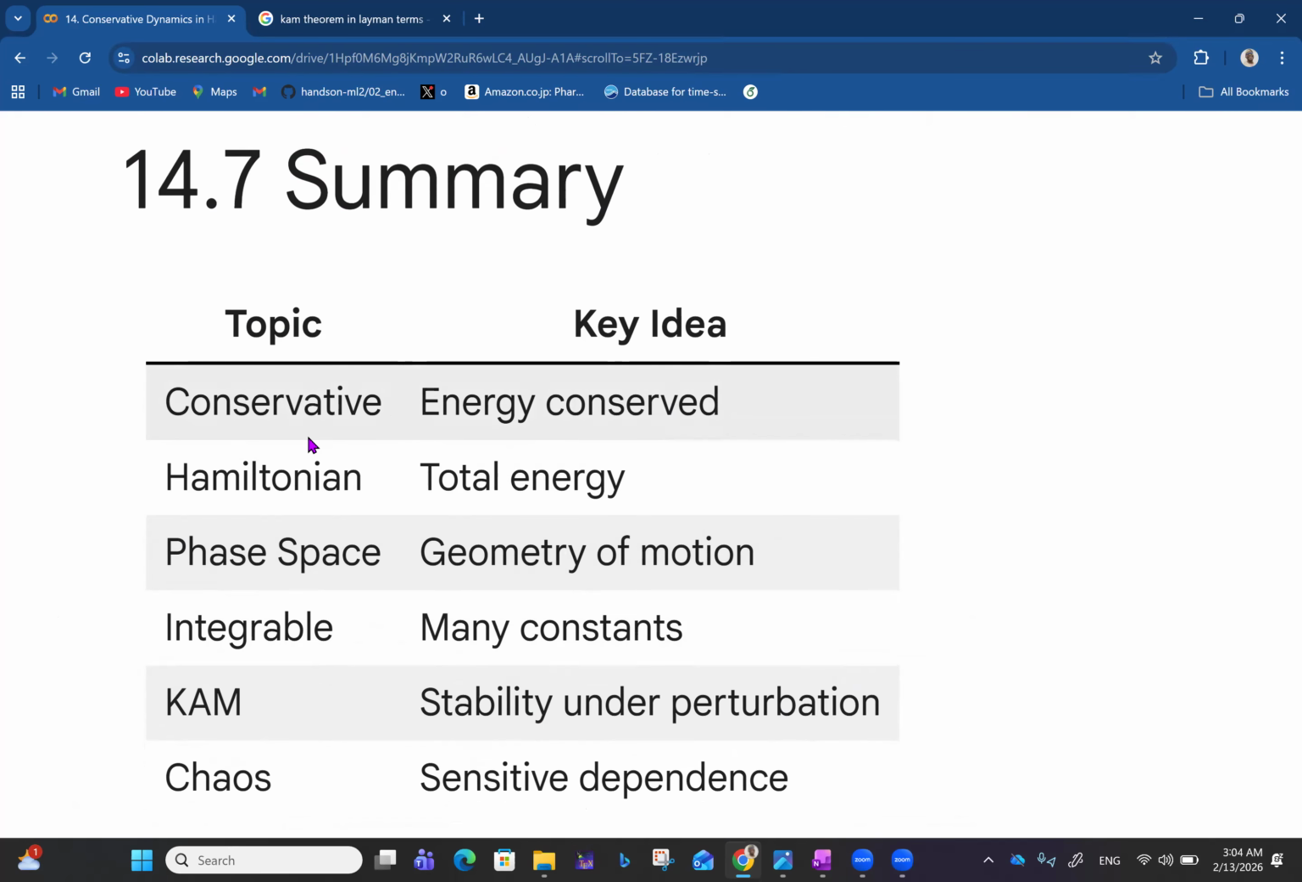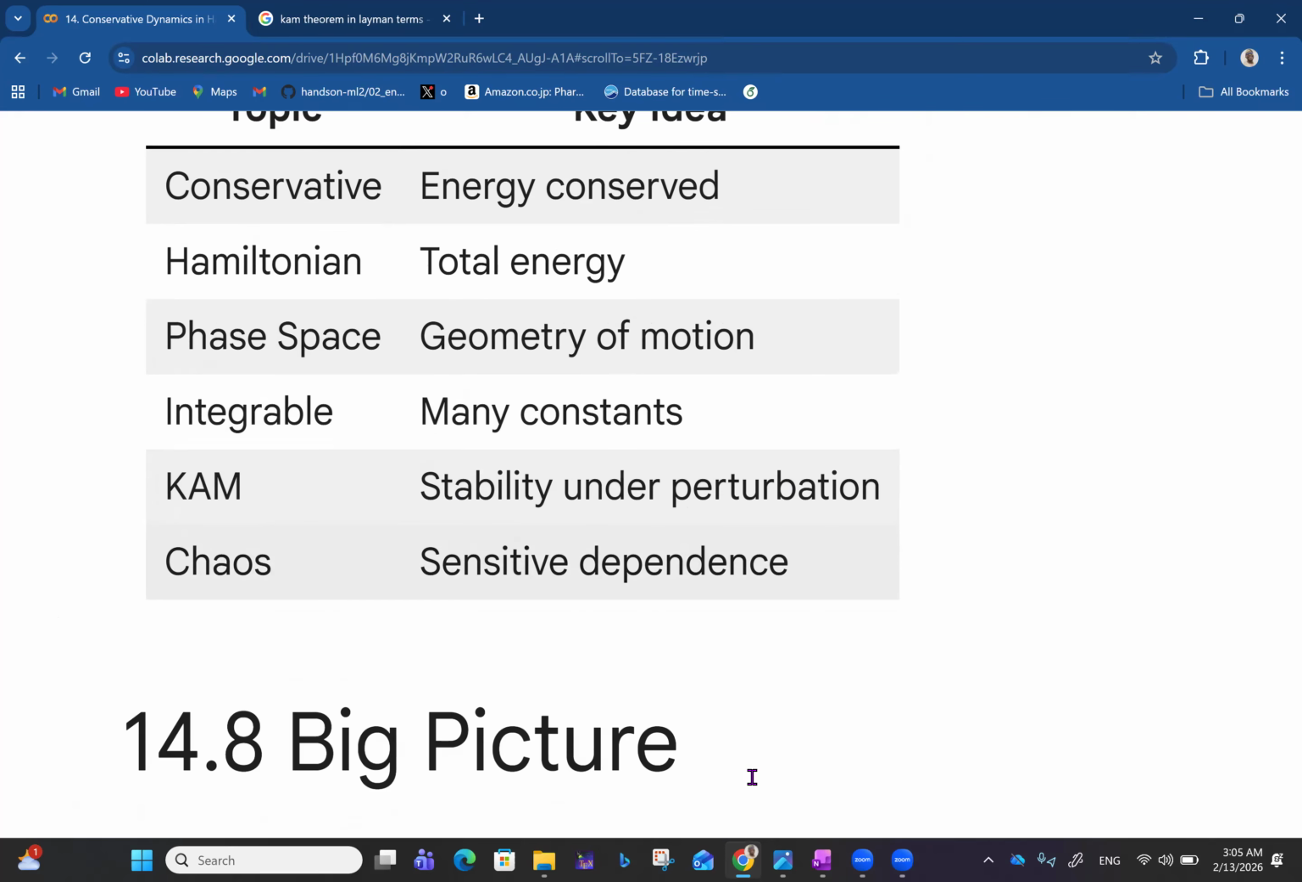In summary, if we're talking about conservative systems, the key idea is that energy is conserved. For the Hamiltonian, we have the total energy. For phase space, we have the geometry of motion. For integrability, we have many constants, like in the solar system, where all the planets work together without falling into chaos. And we have the calm now: that's stability under perturbation. You have a complex system working, and even when there's a slight perturbation, it doesn't cause any issue. Then for chaos, we have sensitive dependence: a system that is sensitive to initial conditions, so a little bit of shift in initial condition can cause a large problem.